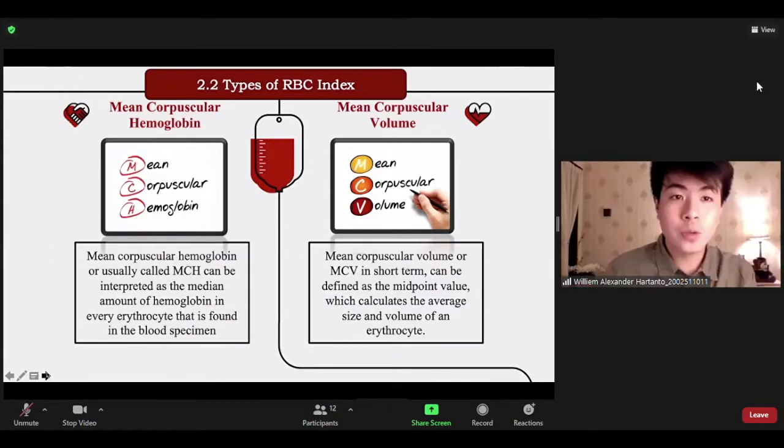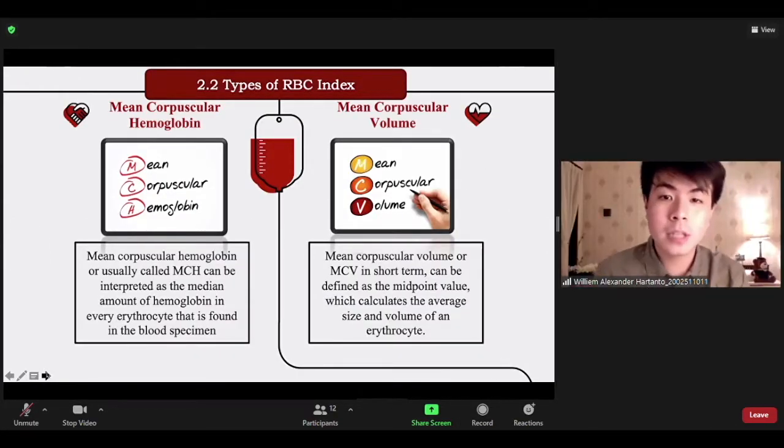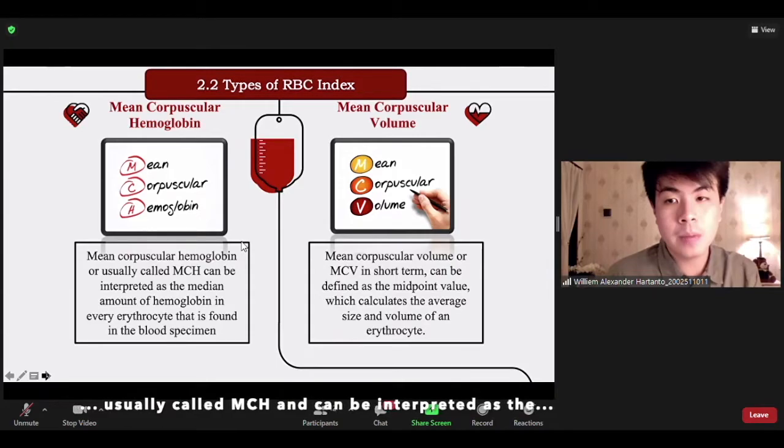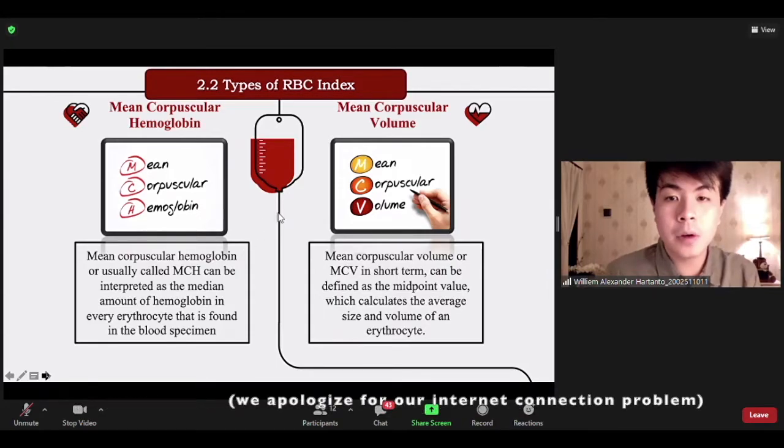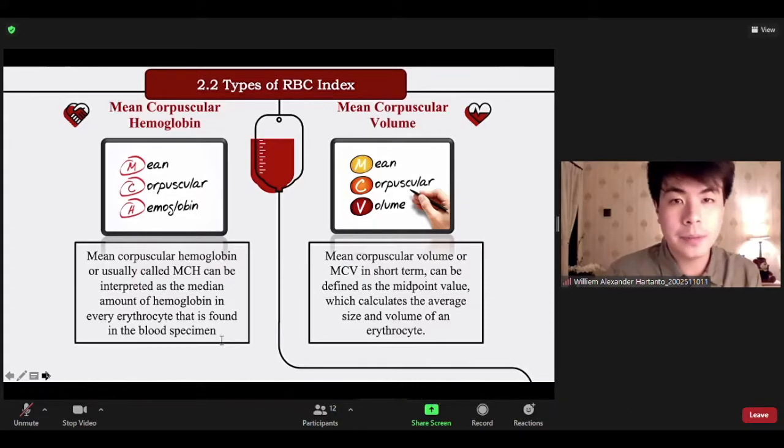My name is Williem, and I'm going to explain about types of RBC index. First is mean corpuscular hemoglobin, or MCH, usually called the median amount of hemoglobin in every erythrocyte that is found in the blood specimen. Red blood cell analysis is used as a method to calculate the MCH level. In adults, 27.5 to 33.2 picograms per cell is considered to be in a normal range for MCH level.